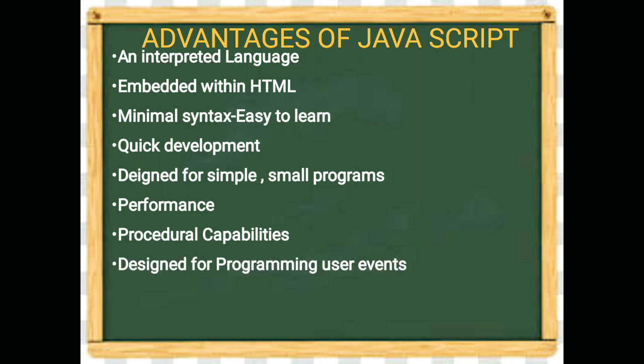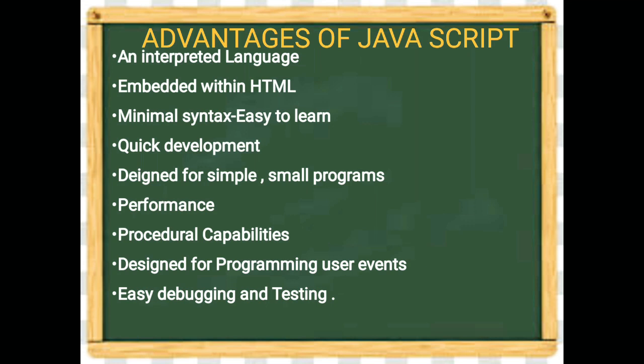Designed for programming user events. JavaScript supports object or event-based programming. JavaScript recognizes when a form button is pressed. This event can have suitable JavaScript code attached, which will execute when the button pressed event occurs.